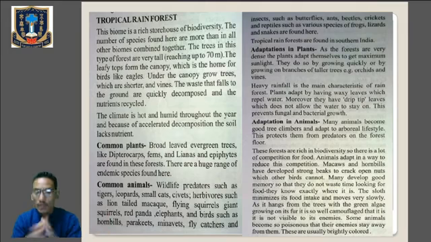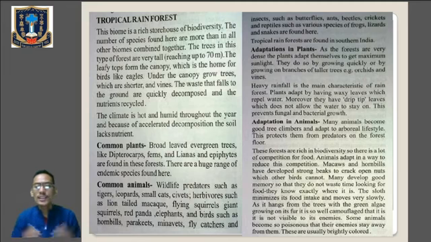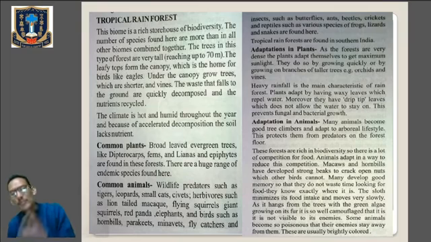Sloth minimizes its food intake and moves very slowly as it hangs from the tree, with green algae growing on its fur. It is so well camouflaged that it is not visible to predators. Then some animals become so poisonous that their enemies stay away from them. These are usually brightly colored. So these are a few adaptations mainly seen in the animals present in the tropical rainforest.